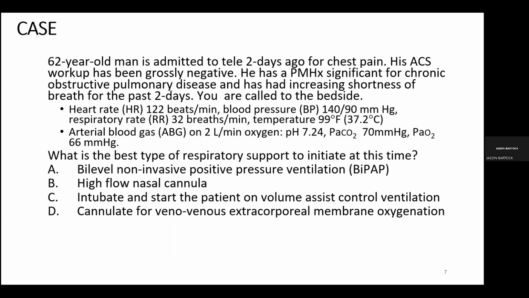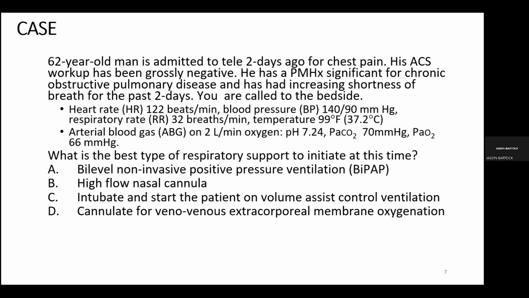So here's a case: a 62-year-old man admitted to your telemetry unit 2 days ago for chest pain. He had an acute coronary syndrome workup, but it was mostly negative, so it doesn't look like an ischemic coronary event. He has a past medical history significant for chronic obstructive pulmonary disease and has had increasing shortness of breath over the past 2 days. You're called to the bedside. His heart rate's 122. His blood pressure is 140/90. His respiratory rate's 32 breaths per minute, and his temperature's 99, or 37.2 degrees centigrade.